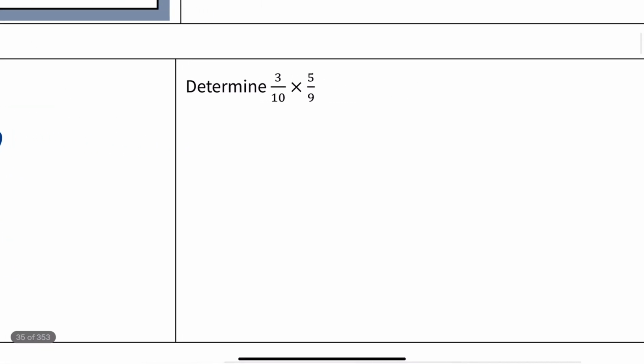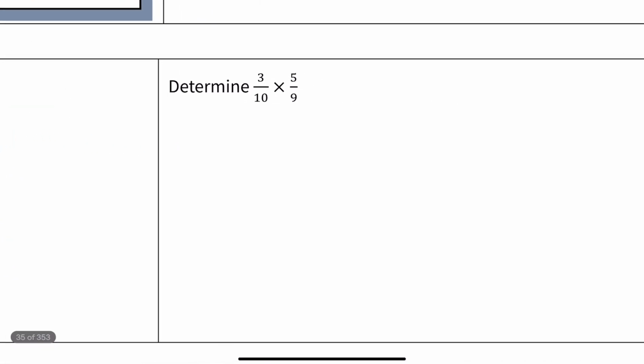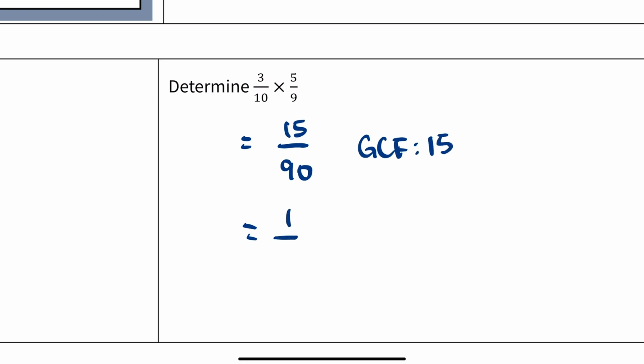For 3 over 10 times 5 over 9, you can multiply the numerators, you get 15. Multiply the denominators, 10 times 9 is 90. And so you can reduce this by finding the greatest common factor, and that greatest common factor is 15. And so 15 divided by 15 is 1 on the top, and 90 divided by 15 is 6 on the bottom. And so 1 over 6 is your answer.